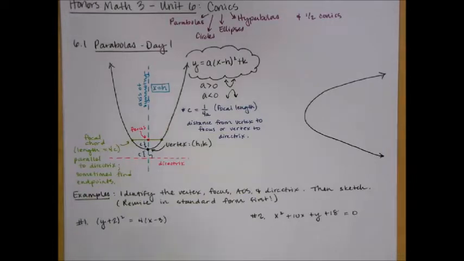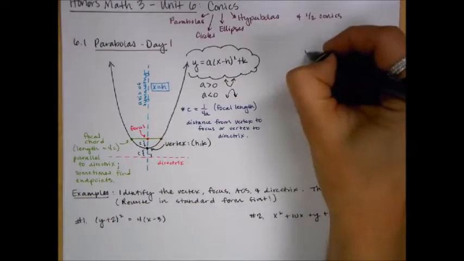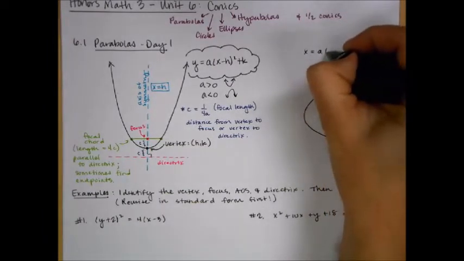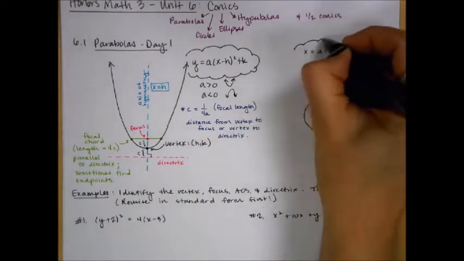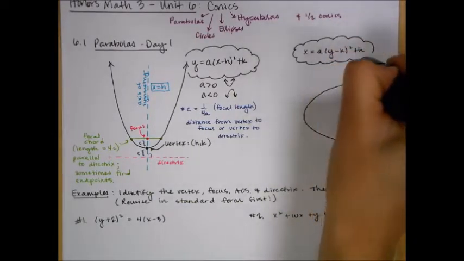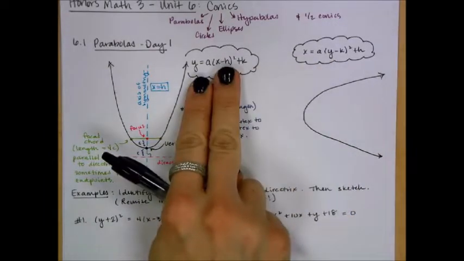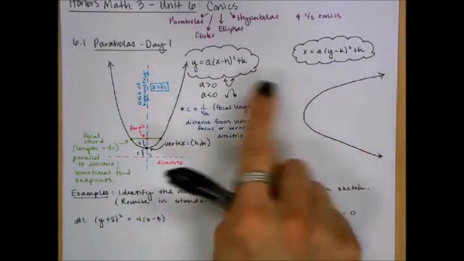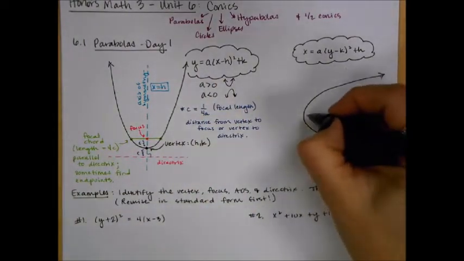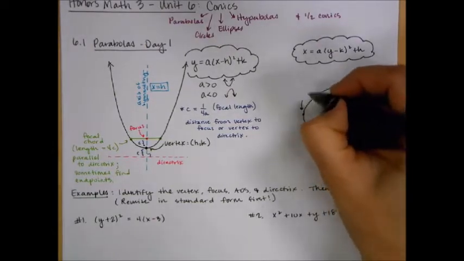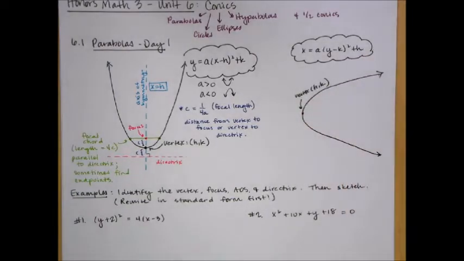Okay? So I'm going to label our sideways facing parabola now. I'm going to start with our equation. And you'll notice first that we swap x and y as well as h and k, since x is always grouped with h and y is always grouped with k. The vertex is still always going to be (h, k).